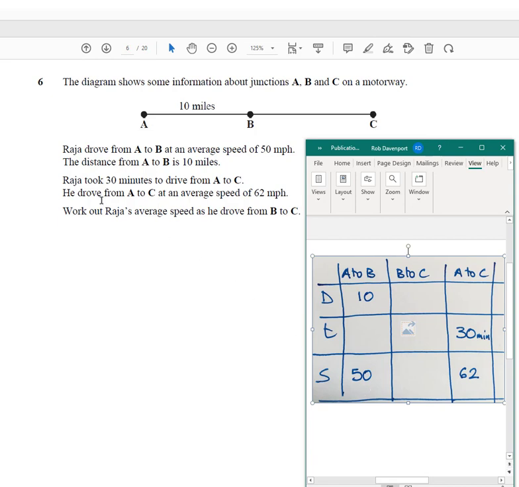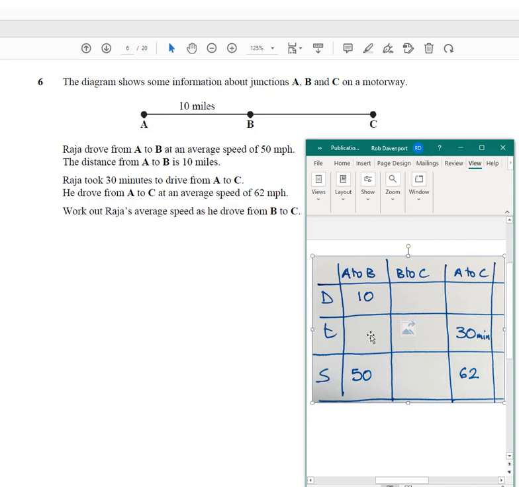What else do I know? I know that Raja took 30 minutes to drive from A to C. This is the whole journey. And the average speed was 62 miles per hour. So already I'm thinking to myself, okay, well, this speed here has got to be faster than that bit there, because if he did that first part at 50 miles per hour and yet the average speed is 62 miles per hour, he must have been going pretty fast here. That's what I'm expecting. Okay, can we work out anything?